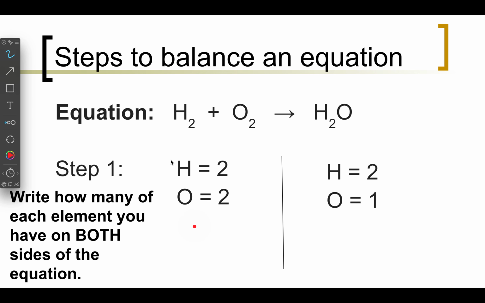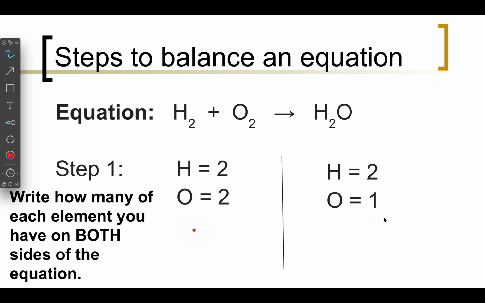The very first thing we're going to do is draw a line down from the arrow to divide it in half, and we're going to count how many hydrogen and how many oxygen we have on this side. And then we're going to count how many hydrogen and how many oxygen we have on this side. So we're counting each side of the arrow. We have 2 hydrogen and 2 oxygen, and over here we have 2 hydrogen and 1 oxygen.